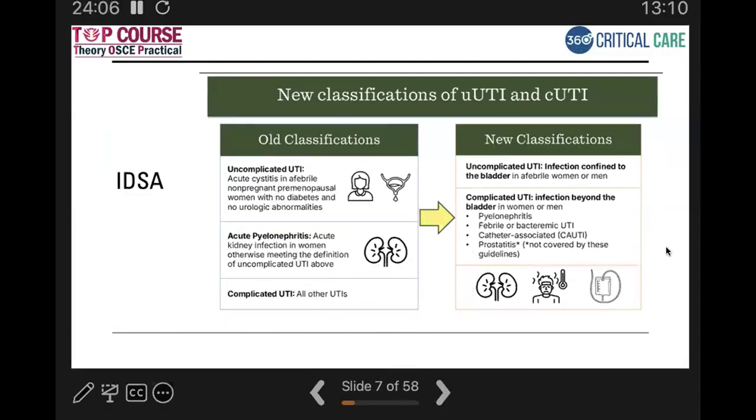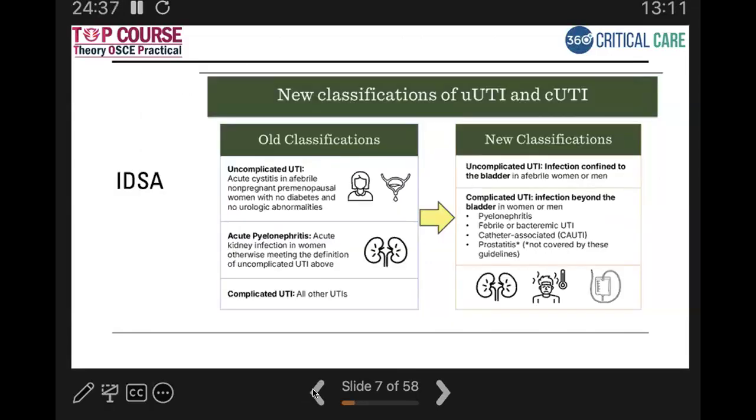So what does the new classification in 2025 say with respect to IDSA? Uncomplicated UTI means anything that is confined to the bladder. It can happen in men or women. Okay. And complicated UTI is anything beyond the bladder, like let it be pyelonephritis, let it be a bacteremic UTI, let it be a catheter related UTI. And especially in men, if it involves a prostate infection with prostatitis, then these are all entering into the complicated spectrum. Okay.